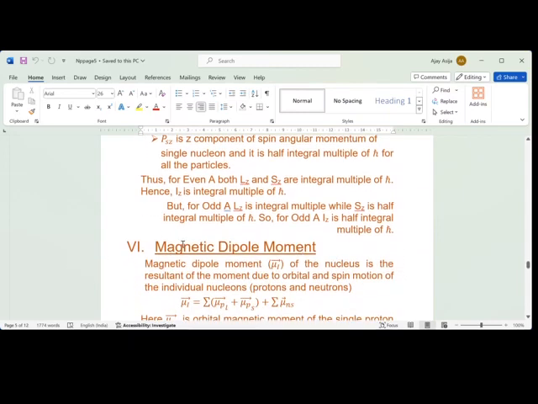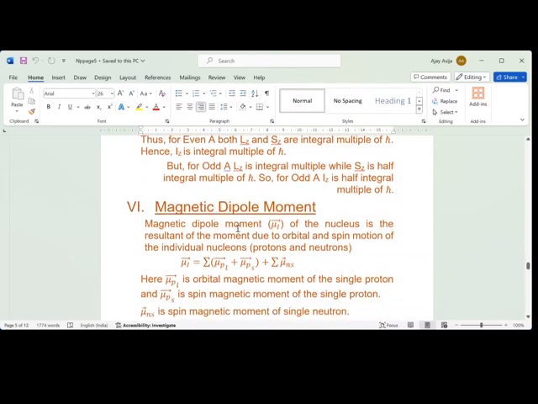Let us move to the last property of this video, magnetic dipole moment. The magnetic dipole moment of the nucleus is the resultant of moments due to orbital motion and spin motion of the individual nucleons. Here one point to be noted is that neutrons do not have orbital magnetic moment. There are two types of magnetic moment, orbital magnetic moment and spin magnetic moment, due to orbital and spin motion respectively. But a proton has both types of magnetic moment, while a neutron has only spin magnetic moment.